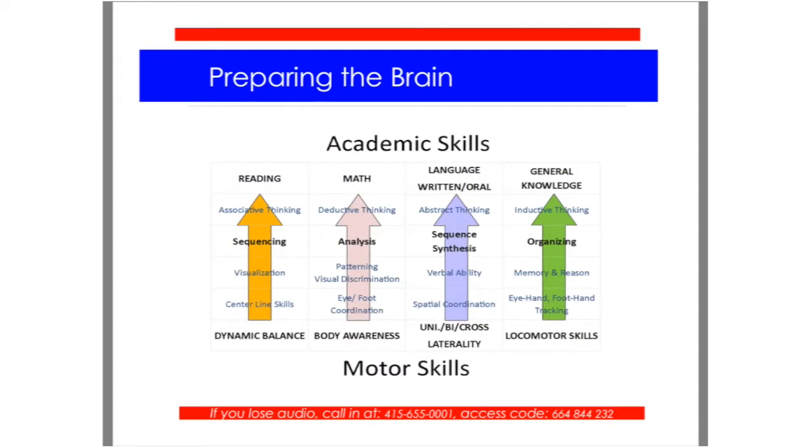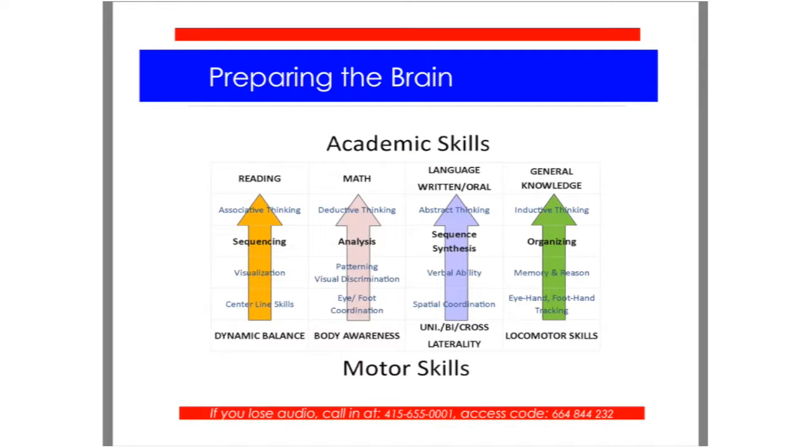We're going to start with prepping the brain. This slide here is from a workshop that I went to with Dr. John Almerode, who's at James Madison University. When I saw this slide, it really made me think, wow, look at these direct correlations with certain movement, motor skills, how they impact and how they match up really nicely with academic skills.